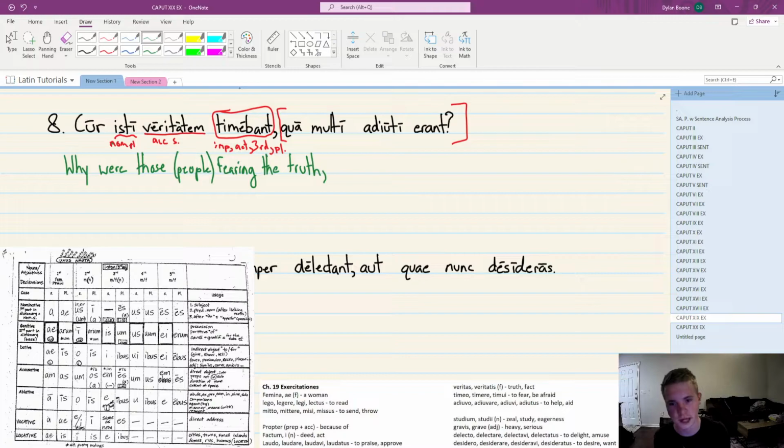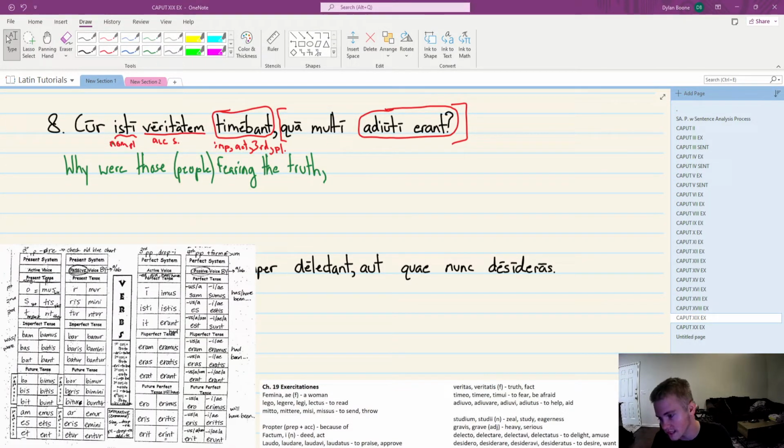Okay, so that's the first half, right? So now we have the second half. Now we need to identify the verb. I see errant, so that could be a linking verb, but looking into it a little harder, it's actually a passive verb. So coming to our verb chart again, we're looking for errant in our form assume, right?